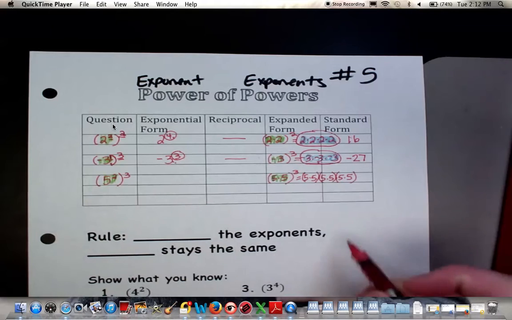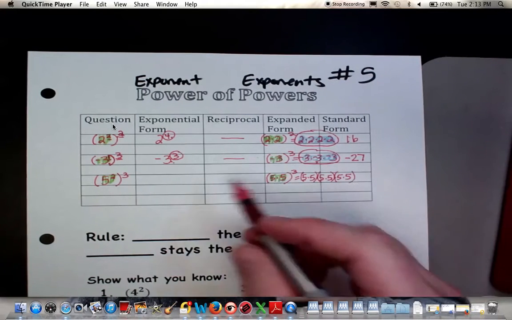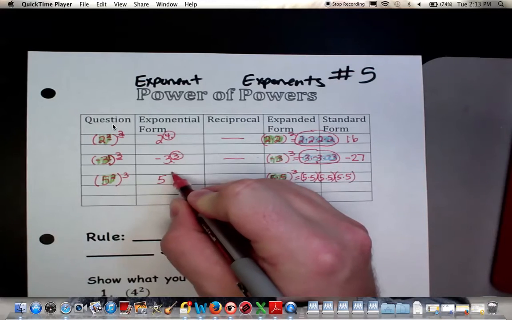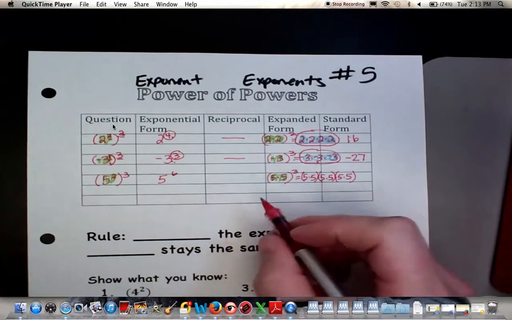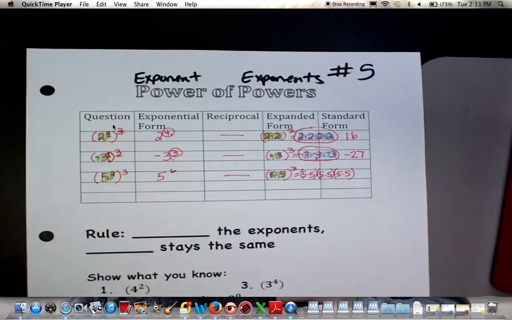So how many 5s do I have? That's 1, 2, 3, 4, 5, 6. So it's going to be 5 to the 6th power. And it's no reciprocal because it's a positive exponent.